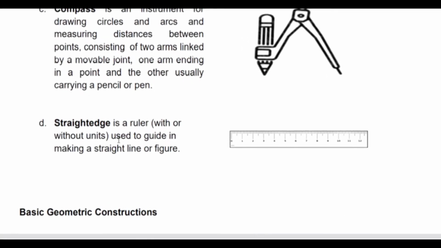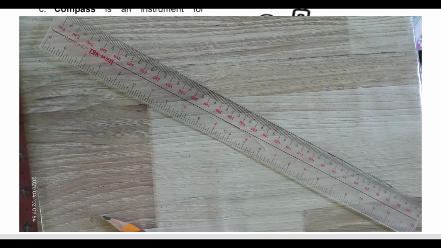Next, we have the straight edge. It is a ruler with or without units. It's used to guide in making a straight line or figure. This is an example of a straight edge. So it is a ruler. You can use any straight edge with or without unit.